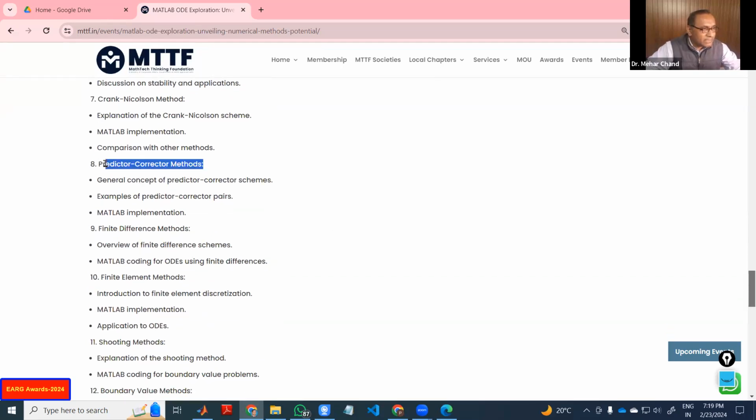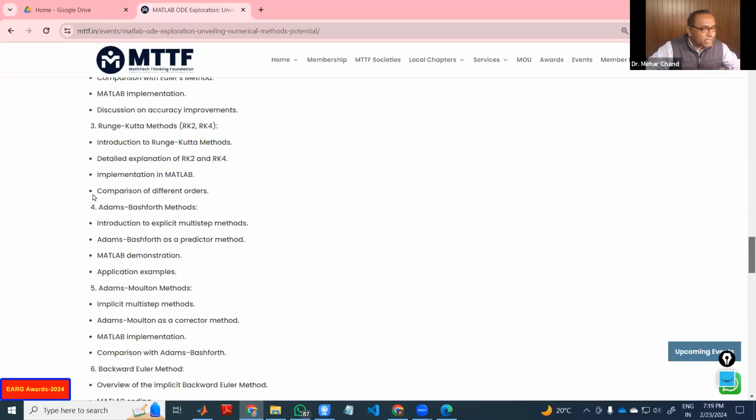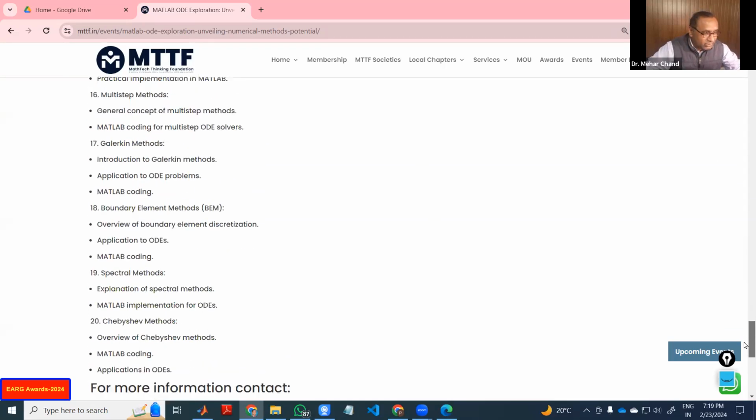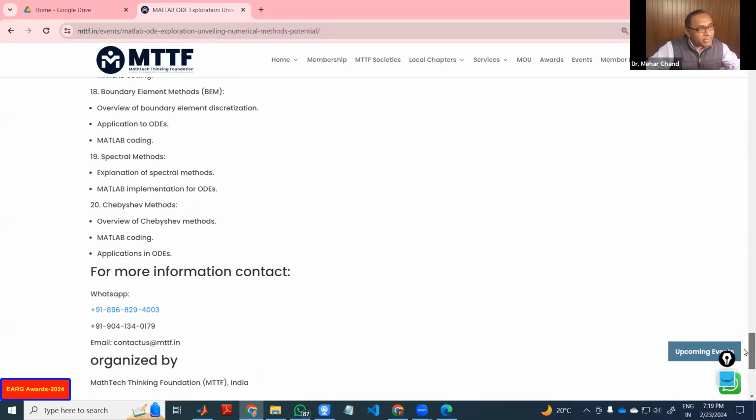This method was already discussed, but this method must be placed before it. So we covered the same topic at this place before this one, because Adams Bashforth is also based on predictor-corrector. That method will help you to understand this method. So all the topics available in this sequence, we are going to cover in this way.